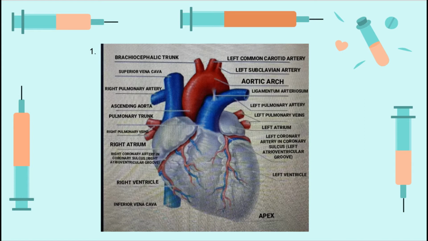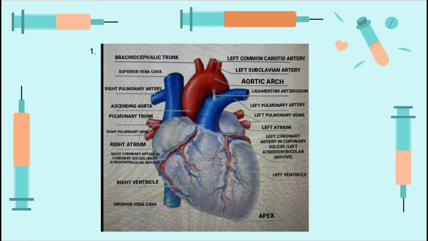The third one is the right pulmonary artery, which carries blood from the right side of the heart to the lungs. The fourth one is the ascending aorta. It is the upper part of the arch, which is the section closest to the heart. The fifth one is the pulmonary trunk. It is a vessel that emerges from the heart.